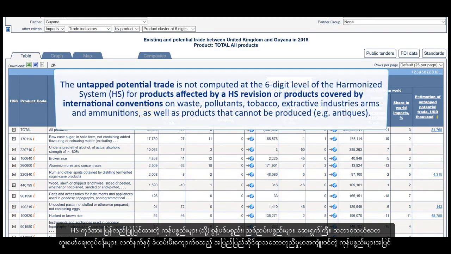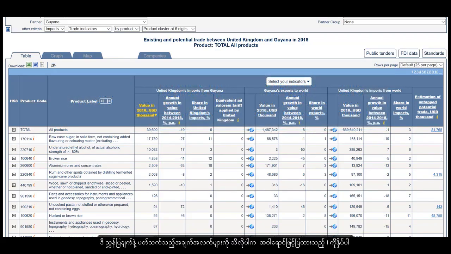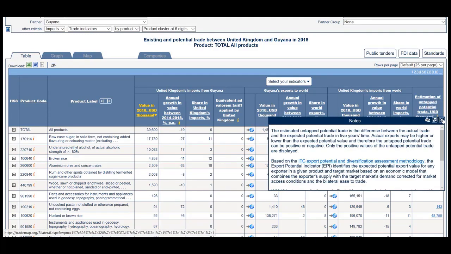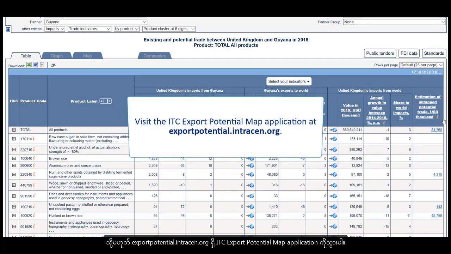The untapped potential trade is not computed at the 6-digit level of the Harmonized System, HS, for products affected by a HS revision or products covered by international conventions on waste, pollutants, tobacco, extractive industries, arms and ammunitions, as well as products that cannot be produced, e.g. antiques. For more information on this indicator, click on the yellow eye, or visit the ITC Export Potential Map application at exportpotential.intracen.org.